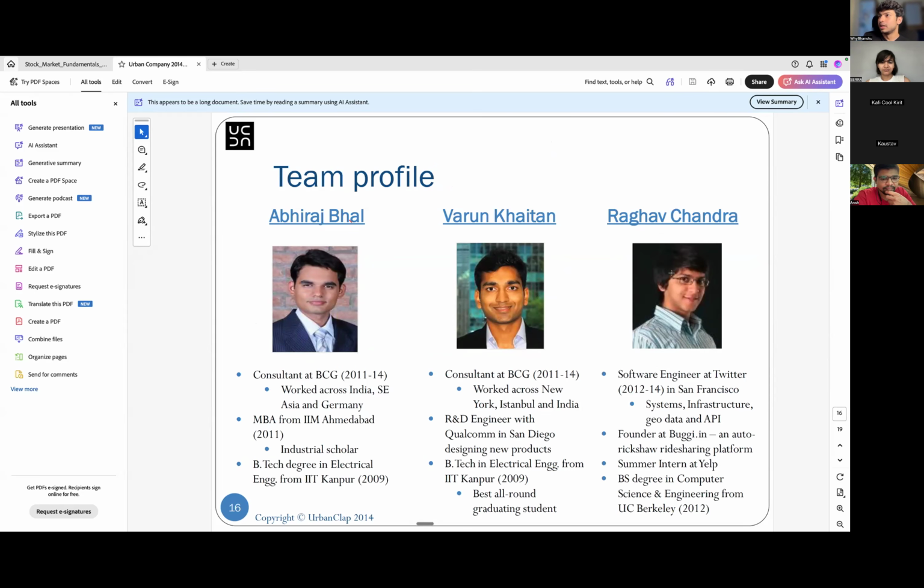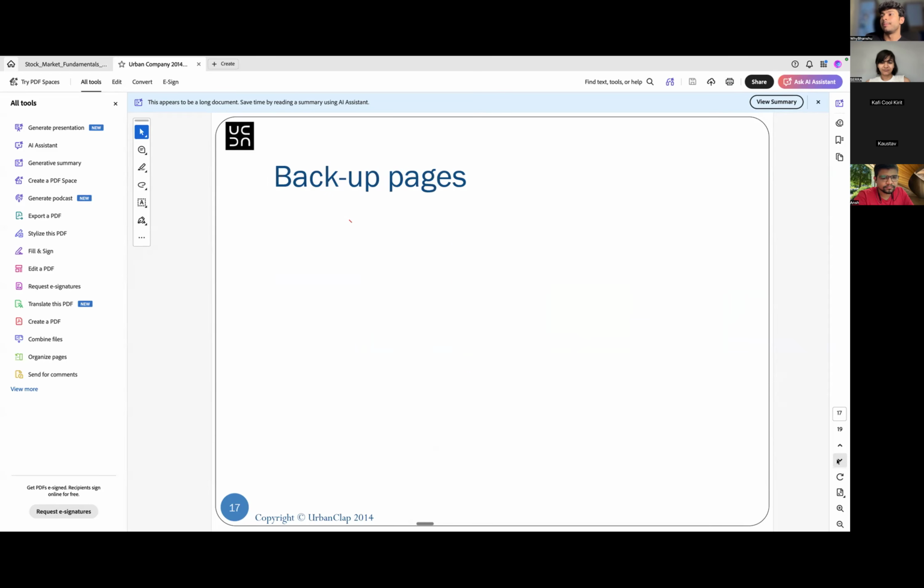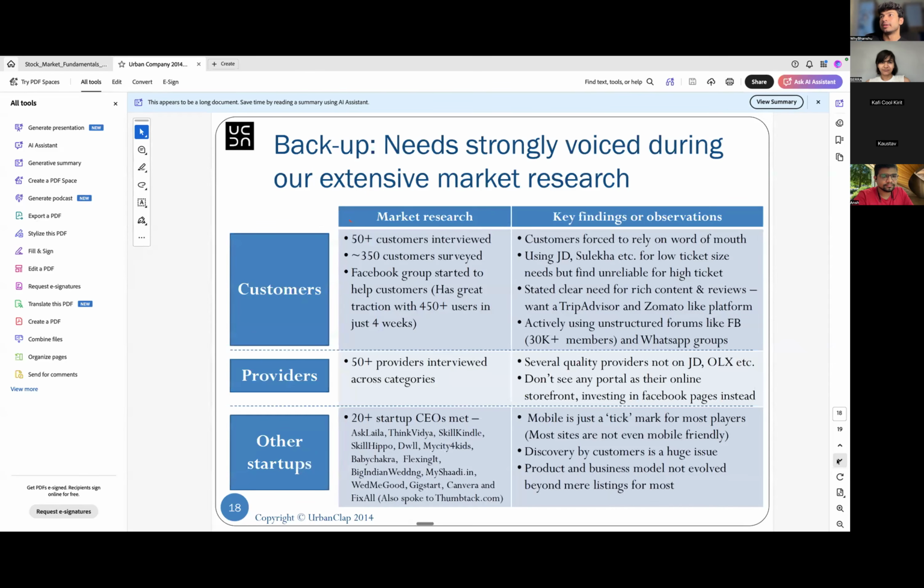They're not just anyone. Raghav Chandra. Raghav looks like this good angle, very interesting angle. Looks like Justin Bieber with eyeglasses. You can tell that he's the smart guy in the team. A software engineer at Twitter in San Francisco, founded boogie.in and an IIT Kanpur alumnus. So it helps to show that they were undergrad friends. That always helps.